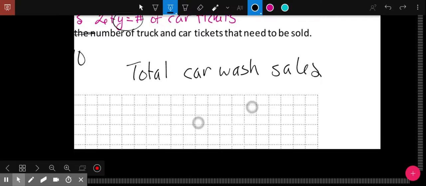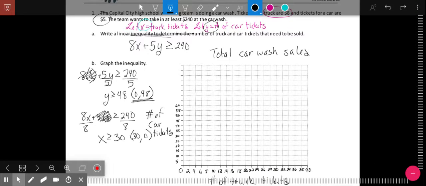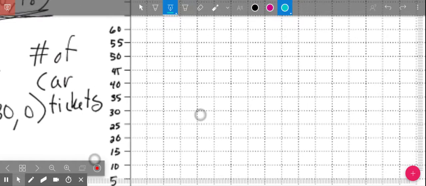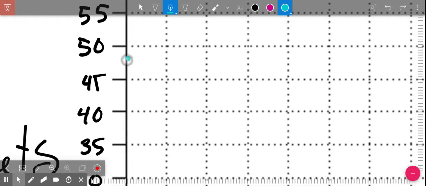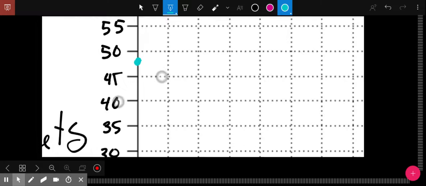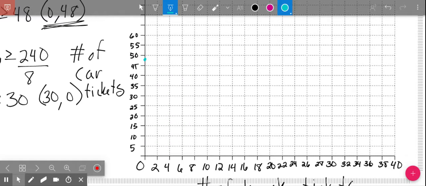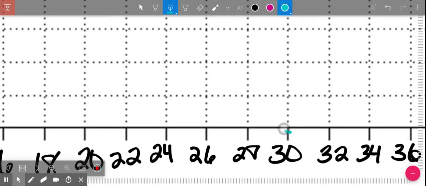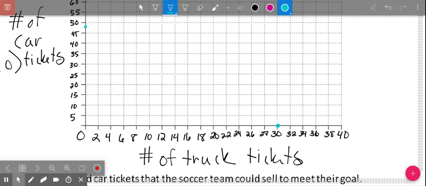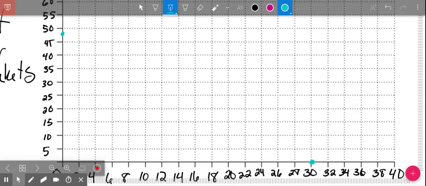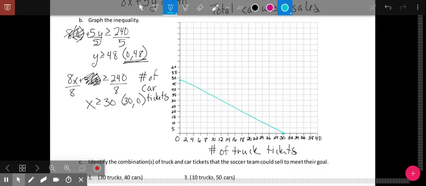All right, so now we need to plot both of our intercepts. Our y-intercept was (0, 48). We're going to estimate that's about right here. And our x-intercept was (30, 0). That's way down here. And then we have to connect both of the points. Guys, I'm really impressed with how straight my line was just now. But anyway, looking at that, we now have our line graphed.